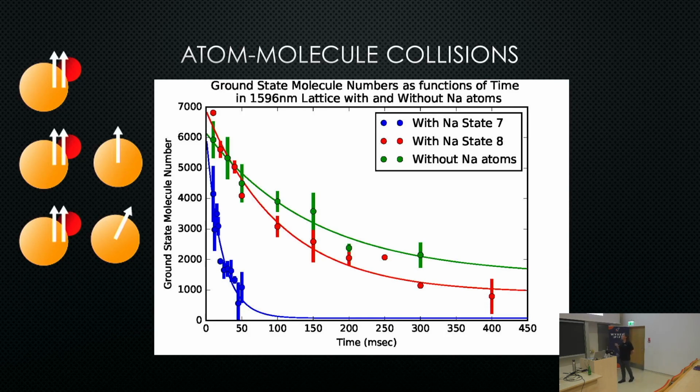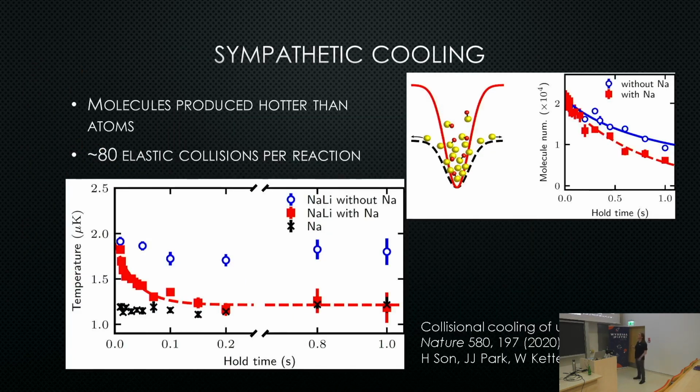So with that, we said, okay, great. This must mean that we have a lot of elastic collisions, or we hope that means we have a lot of elastic collisions. And if we do, we should be able to sympathetically cool. And so that's what we did. We showed that we could sympathetically cool the molecules with the sodium atoms. We produced a sample of about 30,000 triplet state sodium-lithium molecules in their rovibrational ground state, and about 300,000 sodium atoms, like 10 times as many sodium atoms.